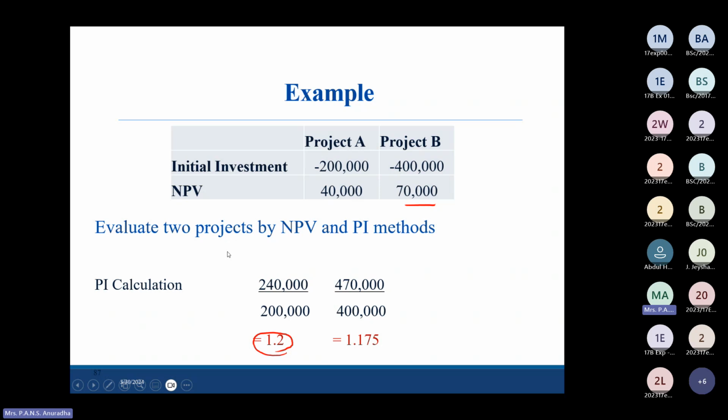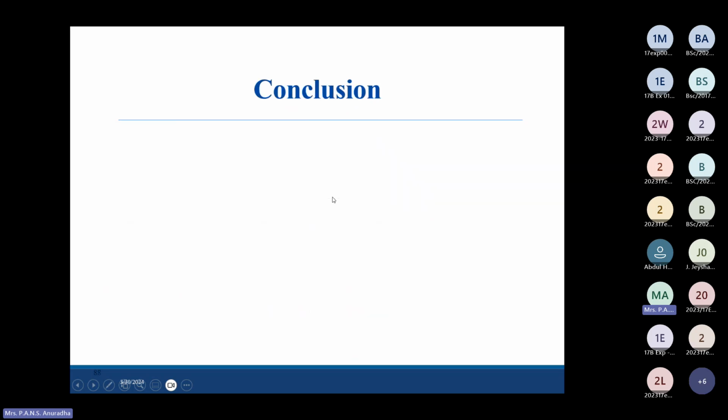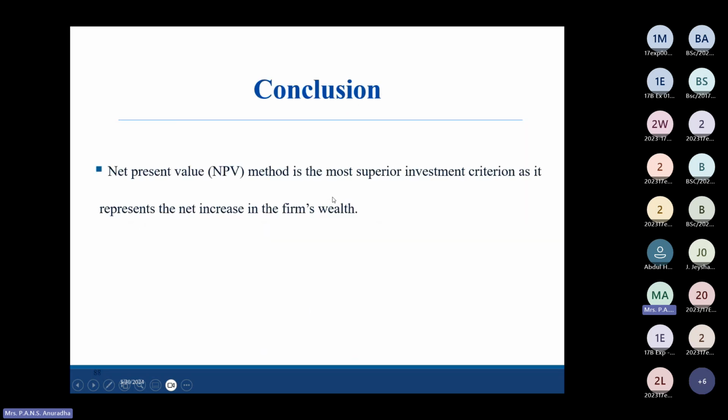Right. So if there is a fund constraint, then you have to go with the PI index. I think the point is clear now. So the importance of the profitability index is when a fund constraint is there. Your decisions you have to take based on the PI index. So in conclusion, what is that conclusion?